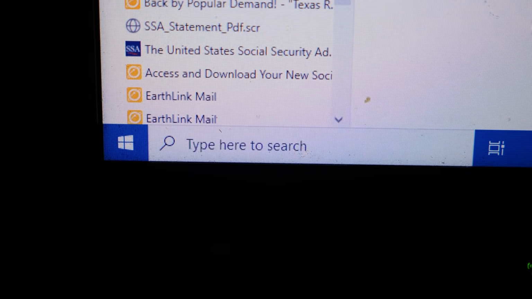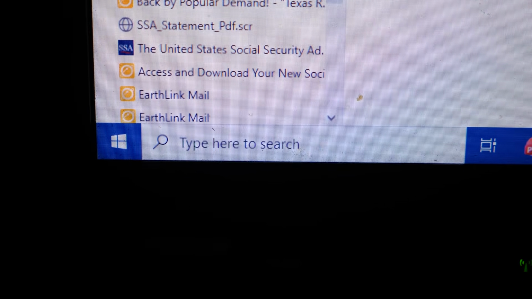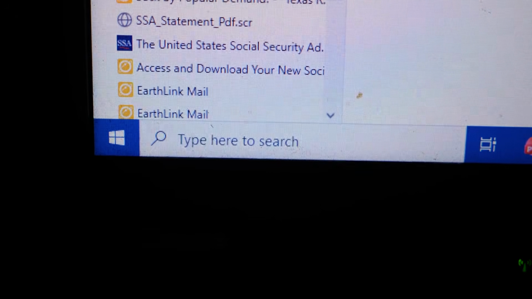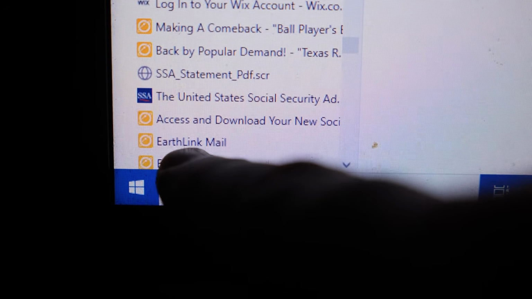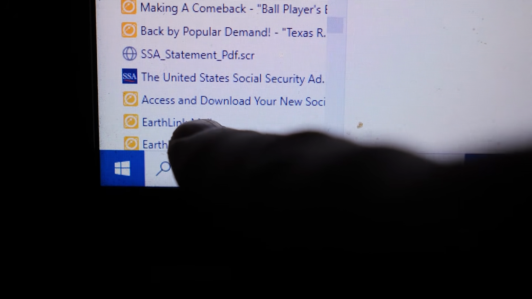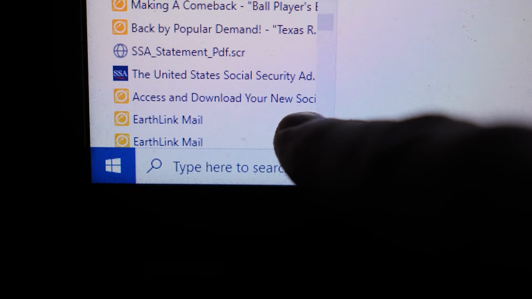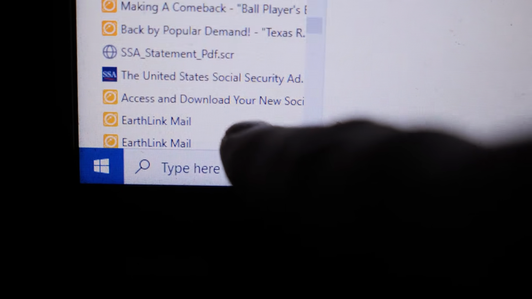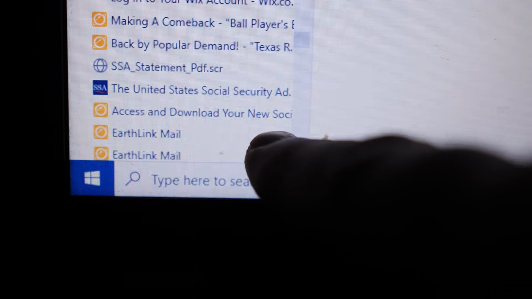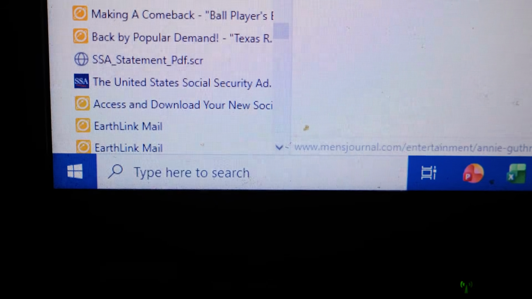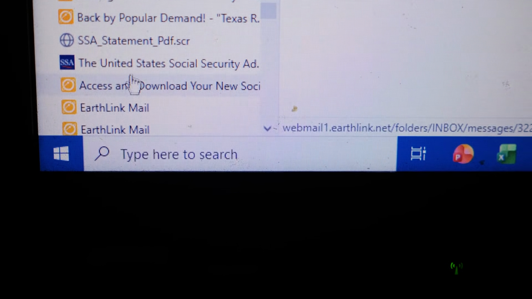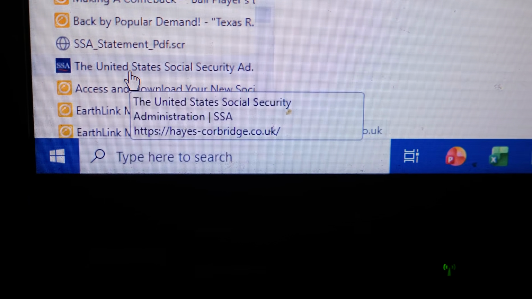This customer got infected, and I'm going to try to be privacy protecting, but still show you what happened. If you look right here, they're in their mail, and you got this thing here, access and download your new social blah blah. This is a pretty common attack. It pretends to be the Social Security Administration, and here you can even see there's a website that says the United States Social Security Administration.